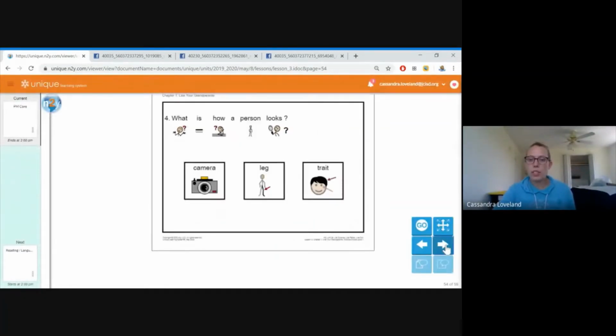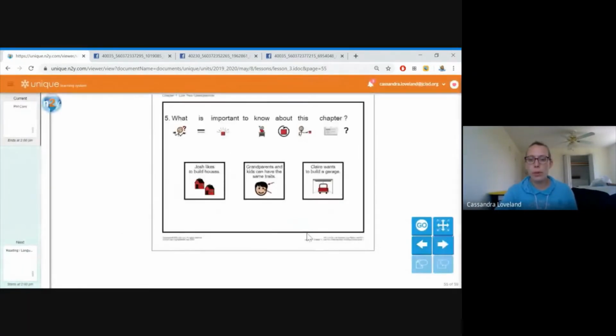What is how a person looks? Is a camera how a person looks? Yes or no? No, that's not how someone looks. We can look at a picture taken with a camera, but that's not describing how someone looks. Is a trait how a person looks? Yes or no? Yes, a trait is how a person looks, like their eye color or their hair color.